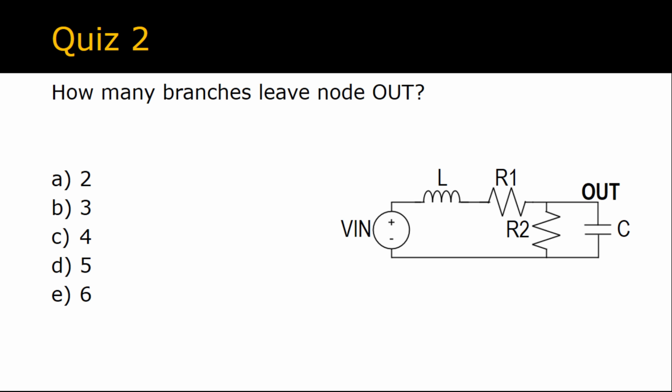Testing again. How many branches leave the node labeled out? The answer is 3. Since this question refers to a specific node, we know we're talking about branches, which are paths into or out of a node. And if we look at node out, there are 3 paths, one through C, one through R2, and one through R1.